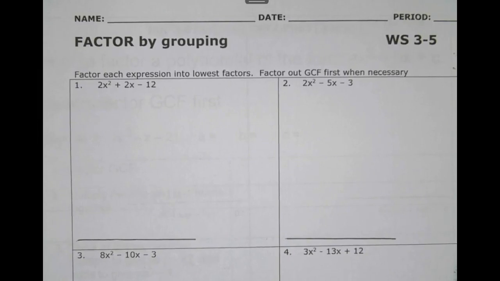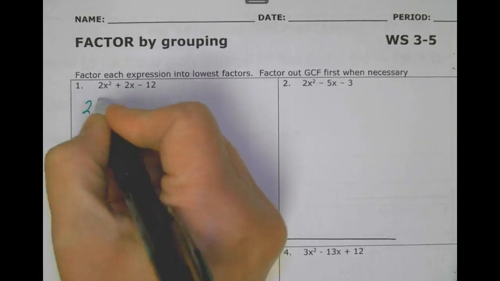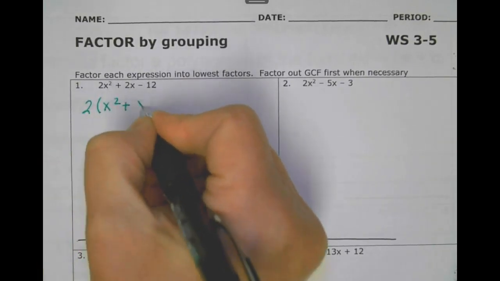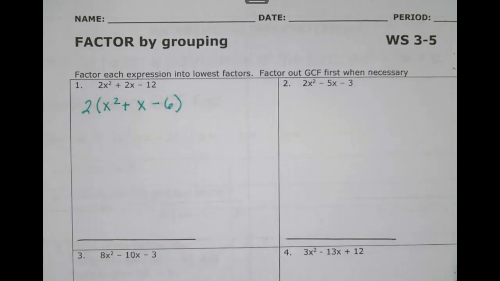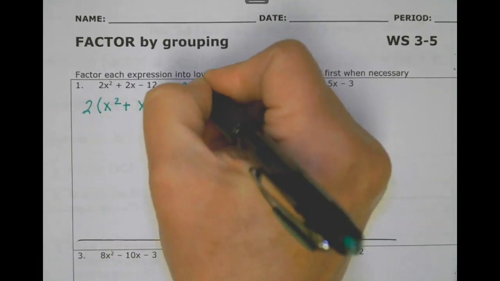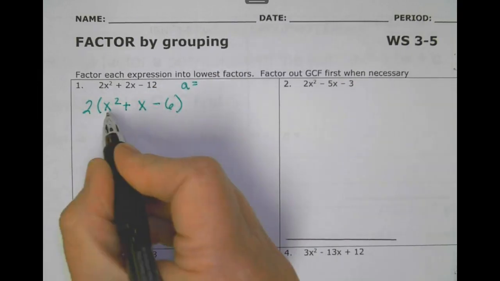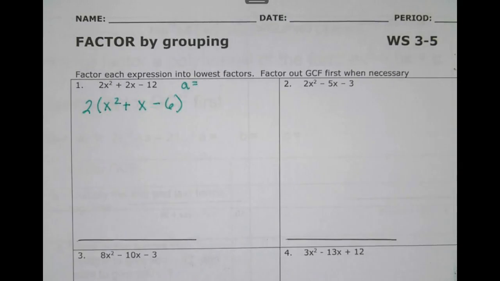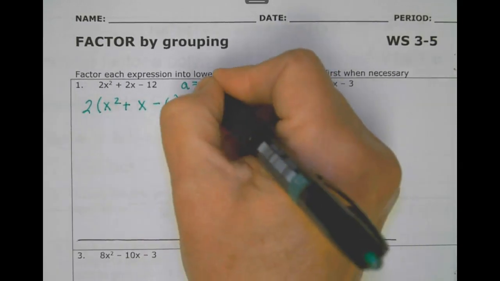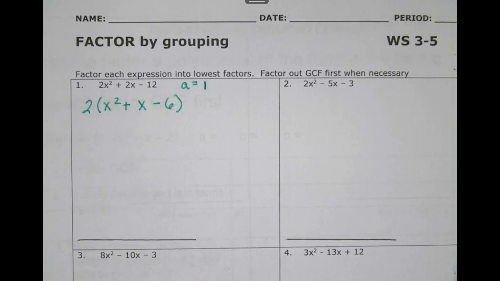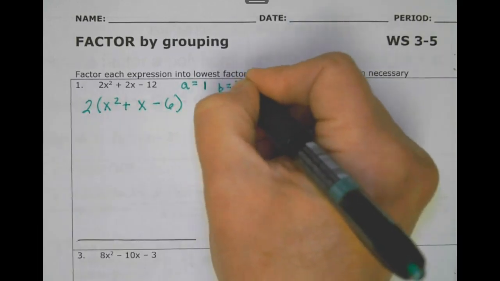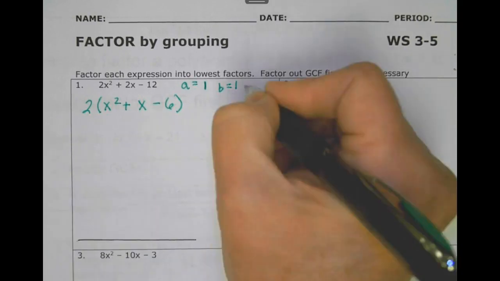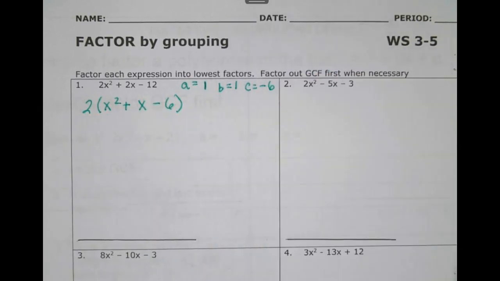This is problem number 1 on your homework paper. Do you see a GCF? You're going to factor out a 2. Now, this A, B, and C is going to be in this form right here. So what number is in front of the x squared inside the parentheses? There's not a number, so the A is 1. The B is 1. The C is negative 6.